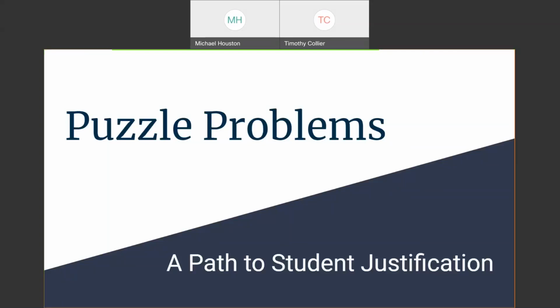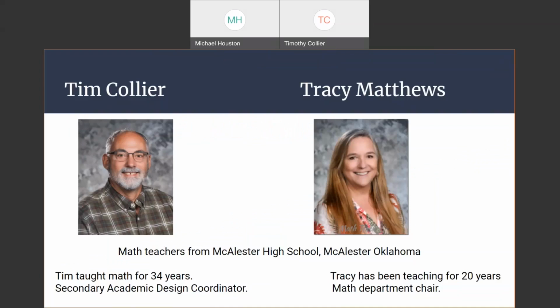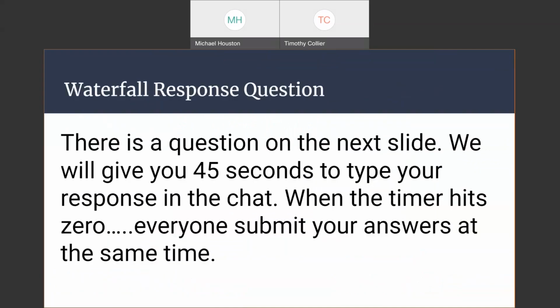Okay, so we have puzzle problems. We see this as a path to student justification. Again, this is Tracy and I. You already heard that I taught math for 34 years at various levels. And Tracy, Johnny come lately, didn't get the calling until later on. She's only been teaching for 20 years, so she's a youngster.